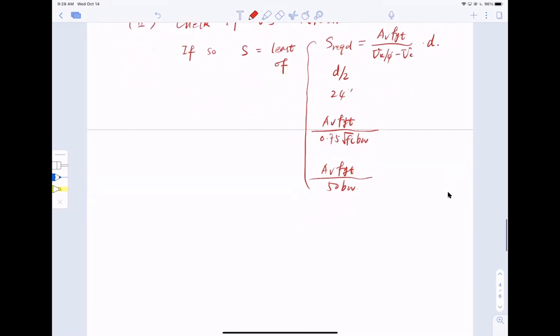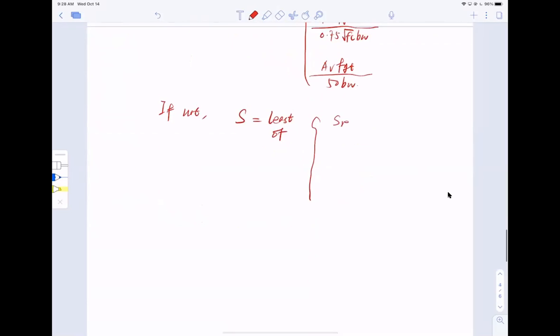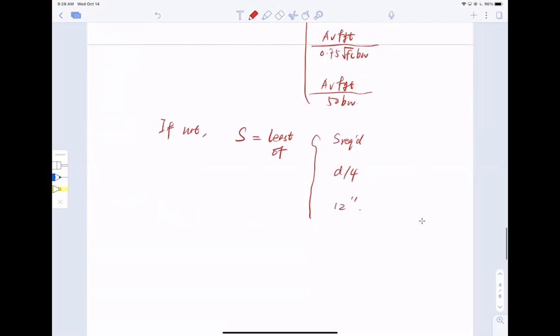So this is the case where Vs is still smaller than 4 times square root f'c bw d. If that is not the case, you have to change your equation. So s equals the least of, and things become a little bit easier. s required, or d over 4, or 12 inches. Still, these two carry.